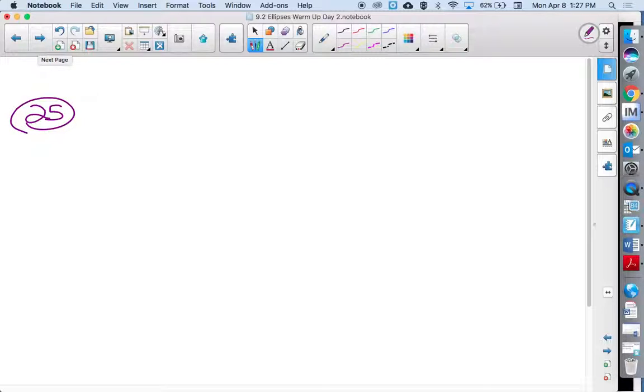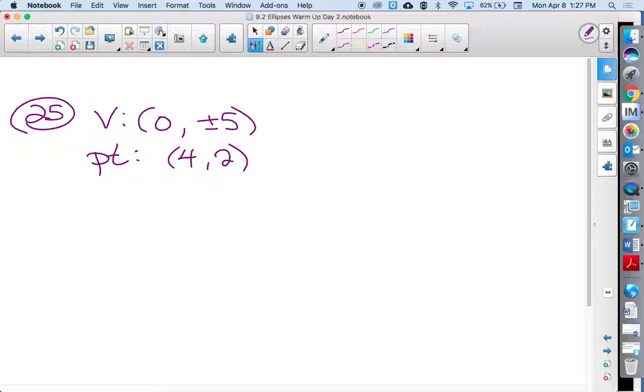All right, looking at number 25. Number 25 gives you two things. It gives you vertices at 0 and plus or minus 5, and then it says the ellipse passes through the point 4, 2, and it wants you to find the standard form of the equation. So just by looking at the vertices, how can you tell the direction that it goes? Chelsea? It's vertical because the y changes.